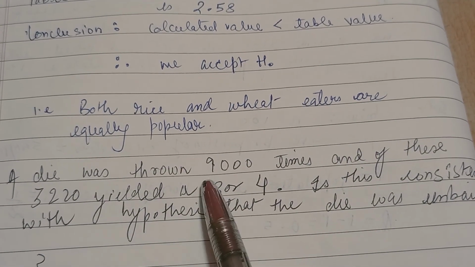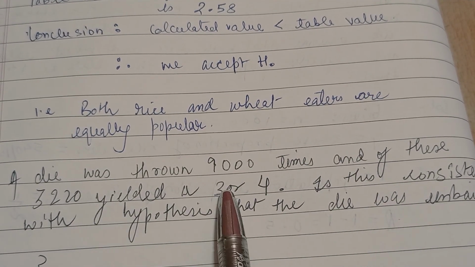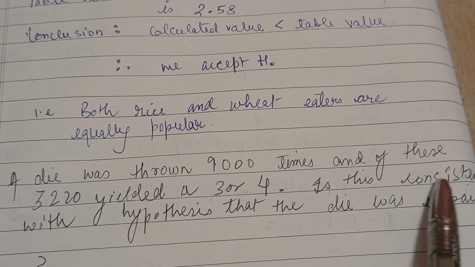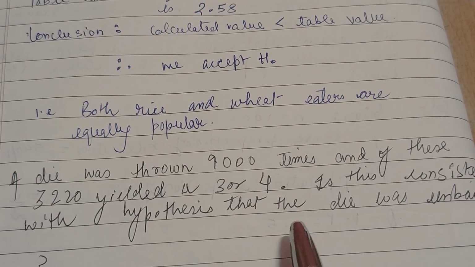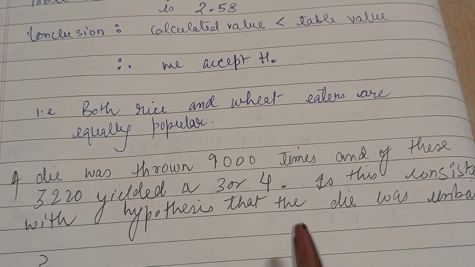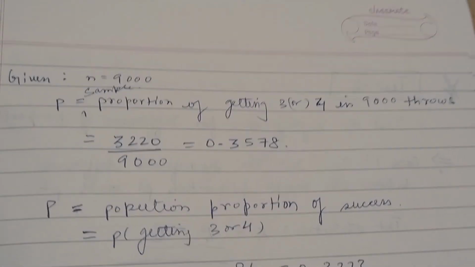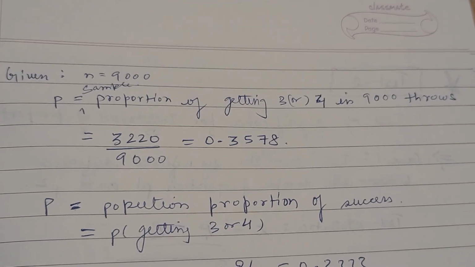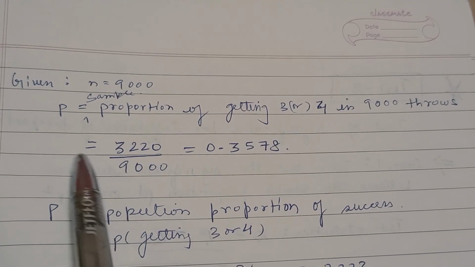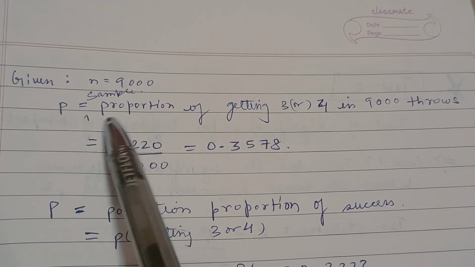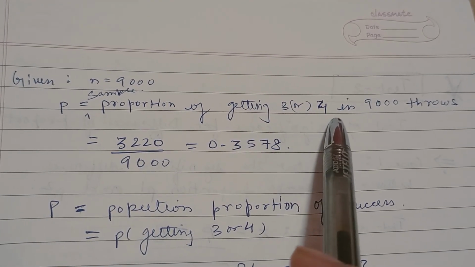A die was thrown 9,000 times, and of these 3220 yielded a 3 or 4. Is this consistent with the hypothesis that the die was unbiased? Try it for a second, pause the video, give it a try, and then we'll solve it together. So let us discuss the problem. Here the sample size is n equals 9,000. What is our small p? That is the sample proportion, small p, not capital P: the sample proportion of getting 3 or 4 in 9,000 throws.